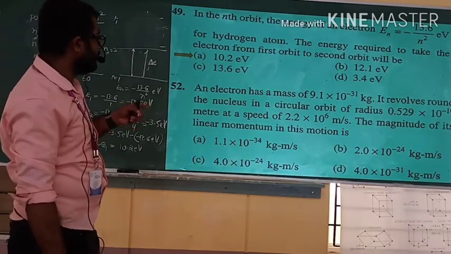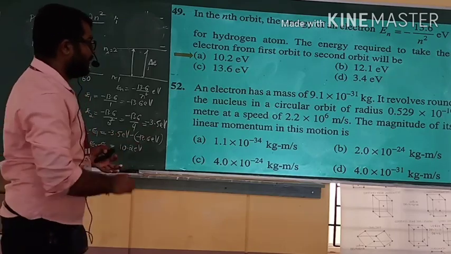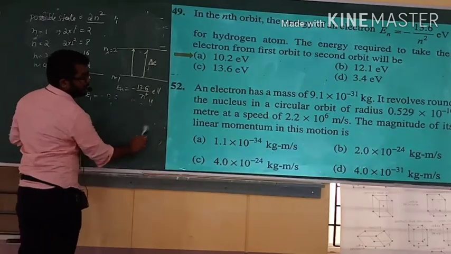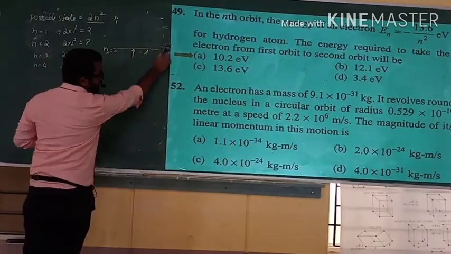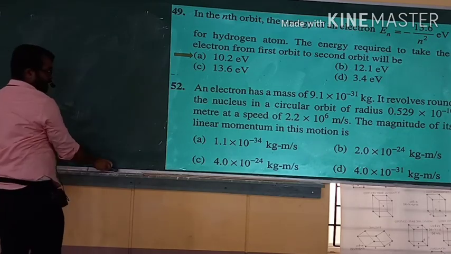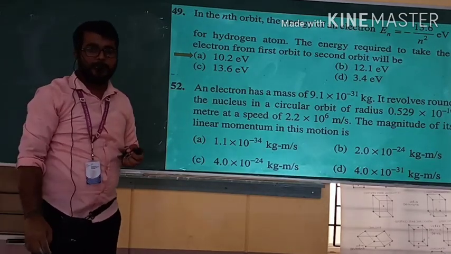An electron has a mass of 9.1 into 10 power minus 31 kg. It revolves around the nucleus in a circular orbit of a given radius in meters, and the speed is given. Find the magnitude of its linear momentum.